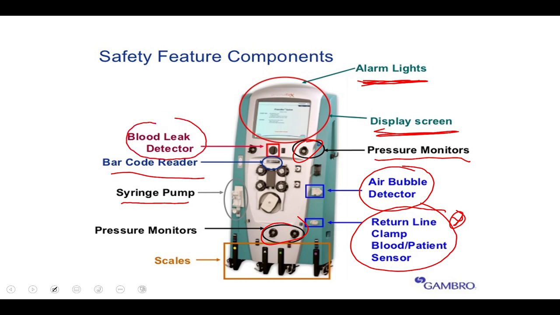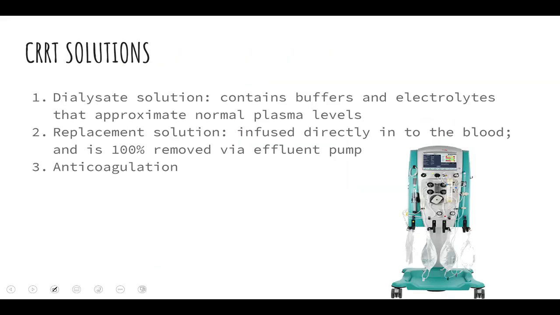We have the blood leak detector, just like the name implies. It detects any leak in the system. It recognizes any red blood cells and will let you know if you have a leak in your system. Lastly, you have the scales at the very bottom, and that's where we hang the bags we talked about in the previous slide. This scale is super important because it gives us an accurate measurement of how much fluid the patient is getting and how much fluid we're pulling out of the patient.